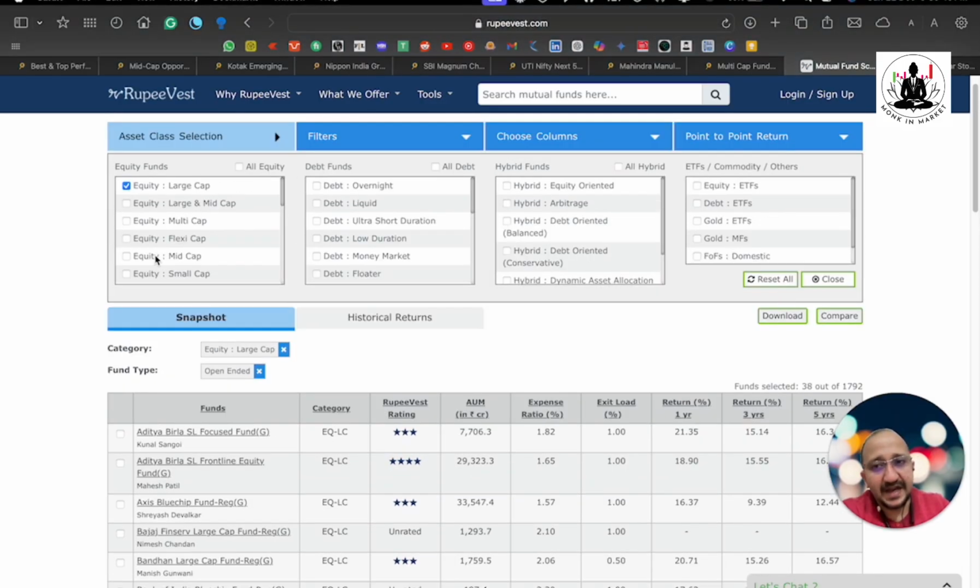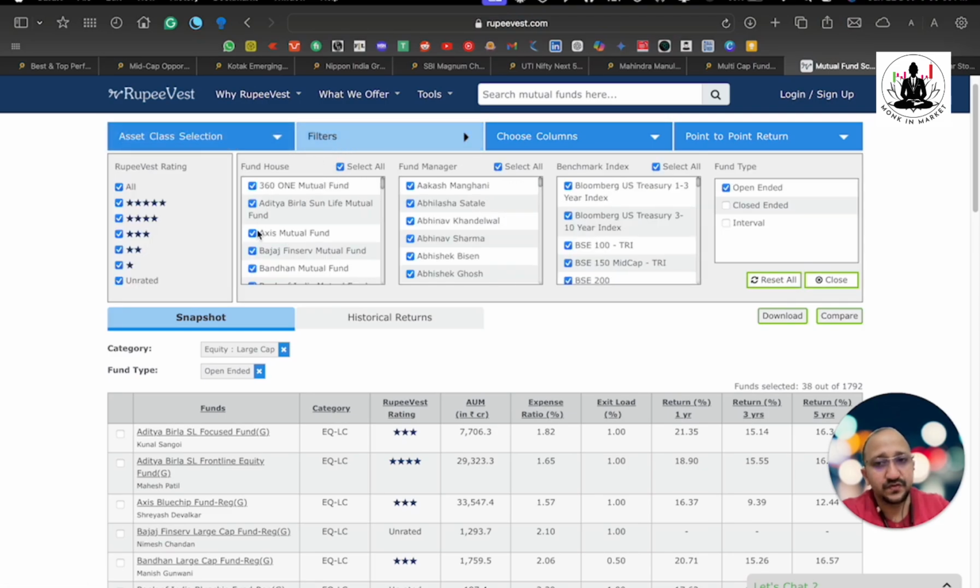Now you can add further things over here for the research you want to do. For example, we can add filters over here, right? So these are the names of fund managers, guys. I want you to explore the fund manager part as well. It is also very important who is handling the funds, right?